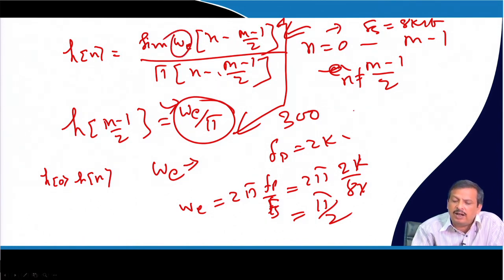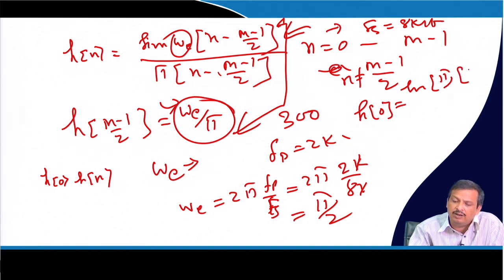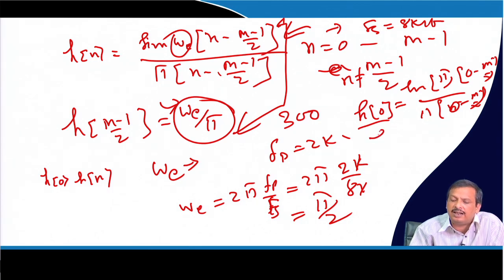I can now produce h0. So h0 for n equal to 0: sine of omega c, which is pi by 2, into (0 minus (m minus 1) by 2) divided by pi into (0 minus (m minus 1) by 2). I get the h0 value. Then I get the h1 value. Then I get the h2 value.